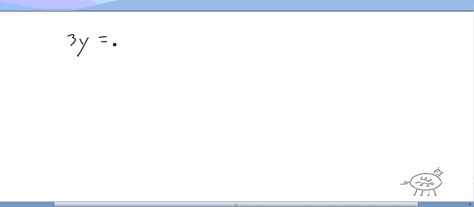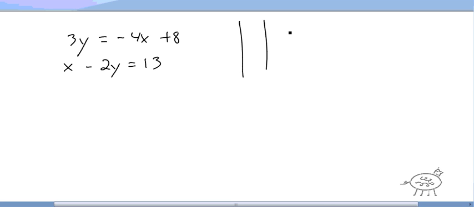3y is equal to negative 4x plus 8 and x minus 2y equals 13. Okay, well, you can tell right away it's completely messed up here. We got a y on this side and the x is on the other side. What we're doing, guys, is you want basically your x's and your y's in the same column, and you want it to be equal to whatever the number is. Now it can be x, it can be y, it could be a and b, it could be any letter, but usually it's alphabetical order, and you want them in the same column. So what I'm going to do is add 4x to both sides.